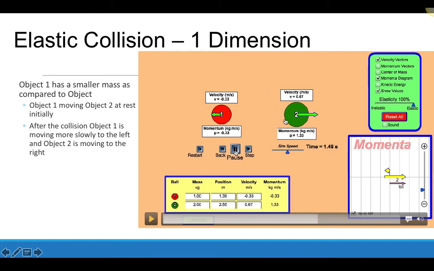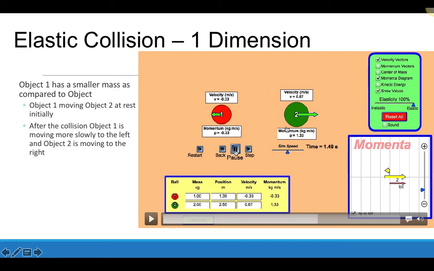So when ball 2 is larger, has a larger mass for elastic collisions and it's initially at rest, it's going to cause the one that was in motion to move backwards. So if I look at the total momentum, it's still the same. It started off with momentum of 1. It still has momentum of 1.